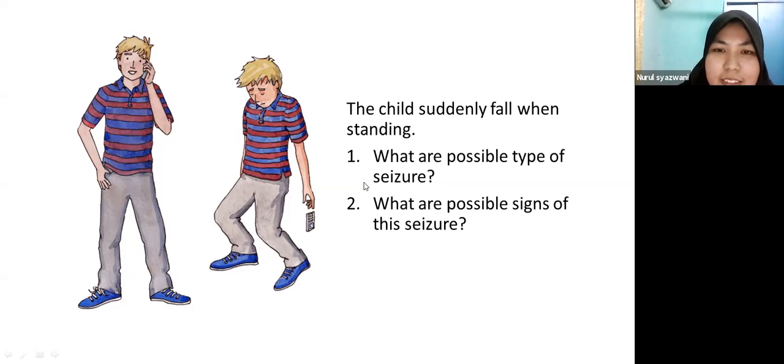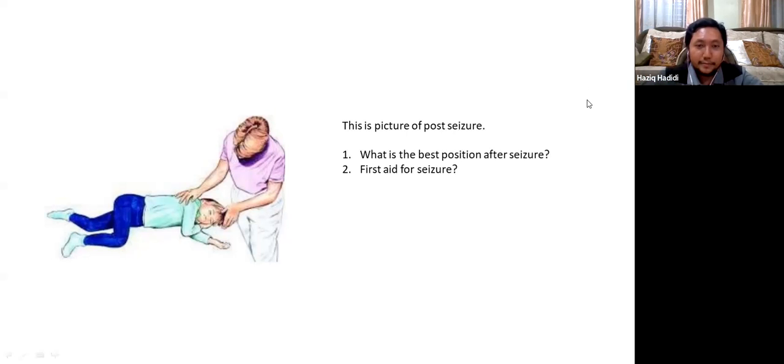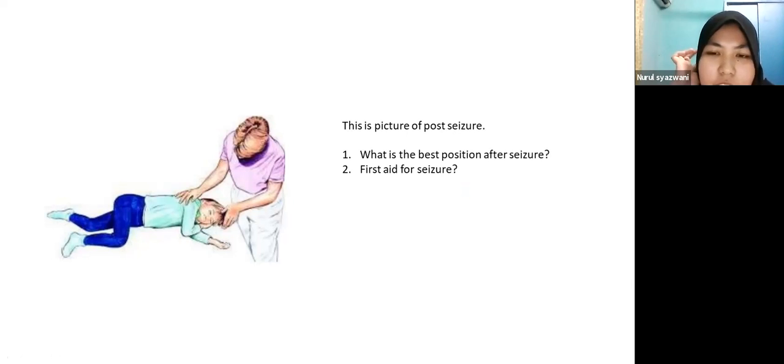Okay, let's proceed. Can Haziq Hadidi answer this question? So the best position for a patient that has seizure is the recovery position, which is the patient lying on the lateral side. However, for the first aid for the seizure, I'm not sure. Okay, so the best position of the seizure is left lateral position.